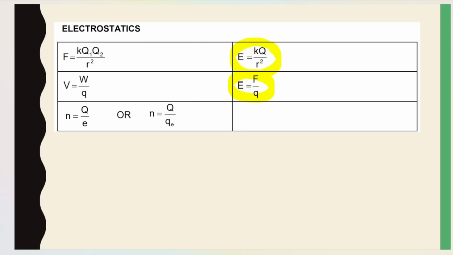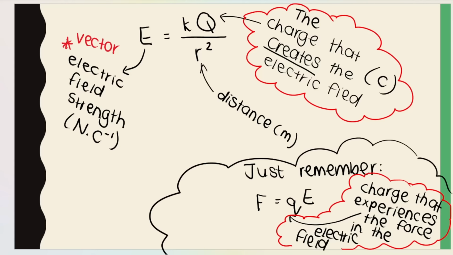So just be aware of how you see your formulas given to you in your textbooks or in your study guides. It should be given like this: E is equal to F over Q. It's basically the same thing as this, it's just rearranged. Let's just keep it as the formula as given on the formula sheet.